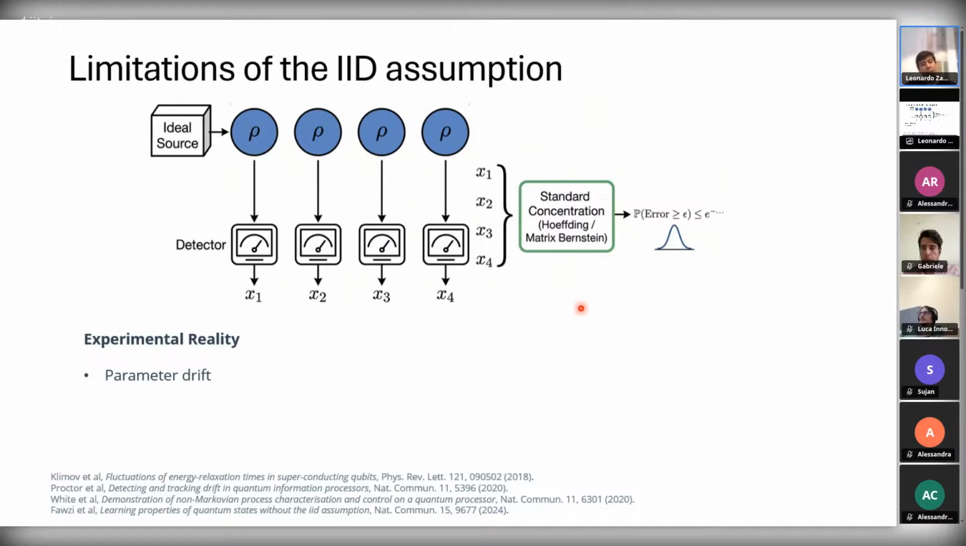However, real experiments usually don't satisfy this IID assumption, right? The states might be different, and they might also be correlated among each other. For example, devices can experience parameter drift, right? Due to thermal fluctuations or calibration errors. So if the experiment is too long, the state that you are preparing at the end of the experiment might be very different from the state that you are preparing at the beginning.